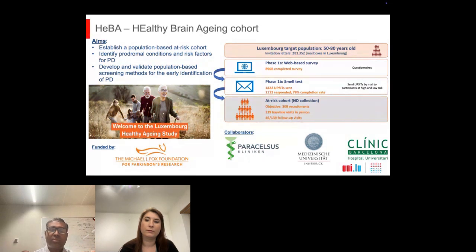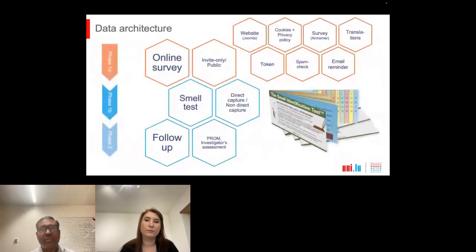Similarly, this is the collaboration between Germany, Austria, and Barcelona. So similar cohorts are also happening in the other three sites as well. Then we are going to analyze all this data together, with the goal of building models to predict the risk. So in this case, it has an online survey, and the online survey is either invite only or public. Some sites went by invitation, some sites went for public, and it has a website and cookie policies, surveys, and also translations in Europe.